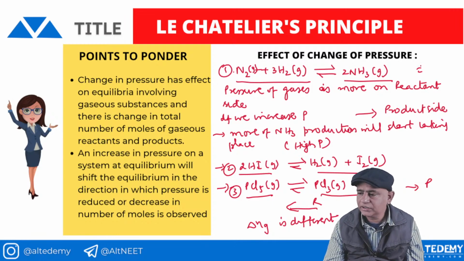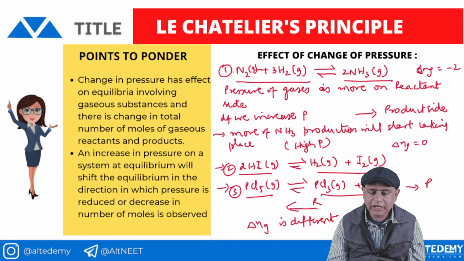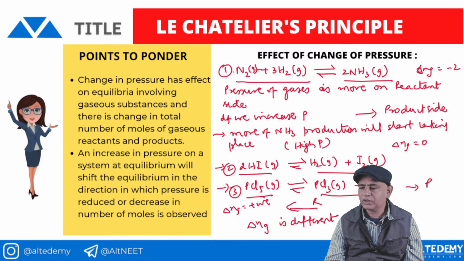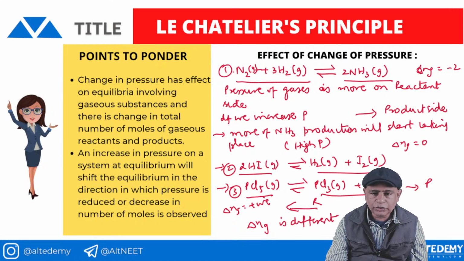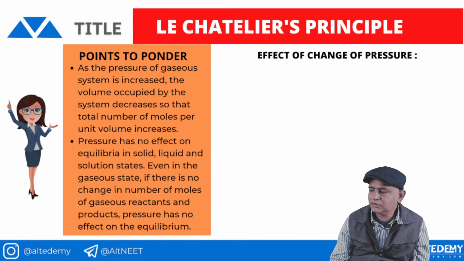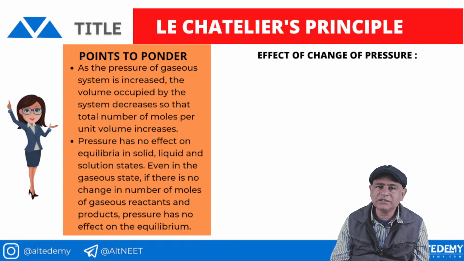Here if you write, delta Ng is -2. Here if you write for HI, the delta Ng is equal to 0, and for this particular reaction delta Ng is positive. So depending upon whether delta Ng is positive, negative or 0, delta Ng means the number of moles of product in gaseous state minus the number of moles of reactant in gaseous state.